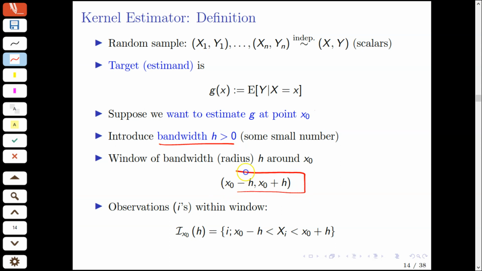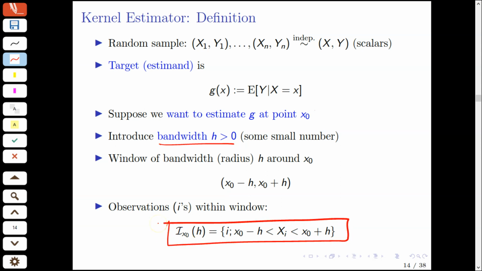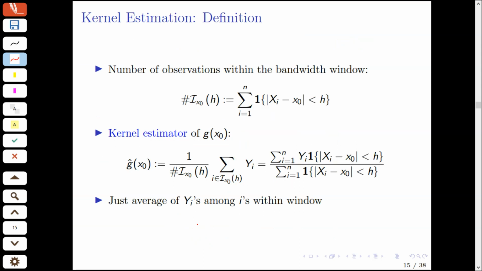Having defined this window of opportunity, that is, we've decided on x0 and h, we could identify or locate the relevant observations. That is, the i's for which the regressor, in this case x, falls within our window of opportunity. Let's call that this calligraphic I. Now, if we use this hashtag notation to denote the number of elements in a set, then we can write down the number of observations falling within this bandwidth window as hashtag I.